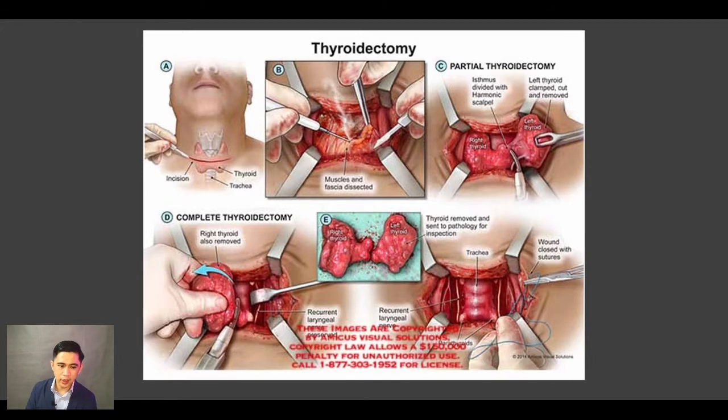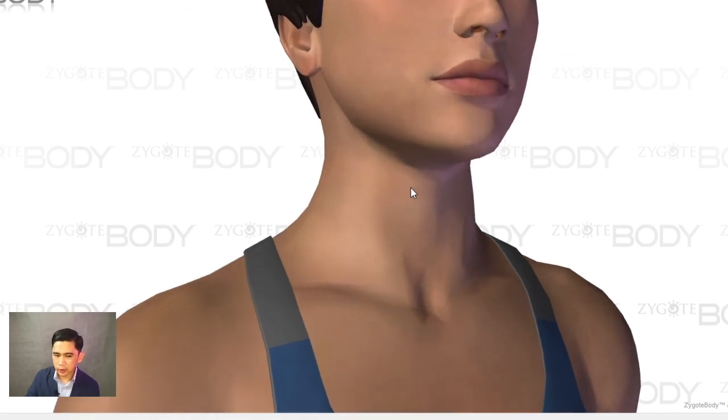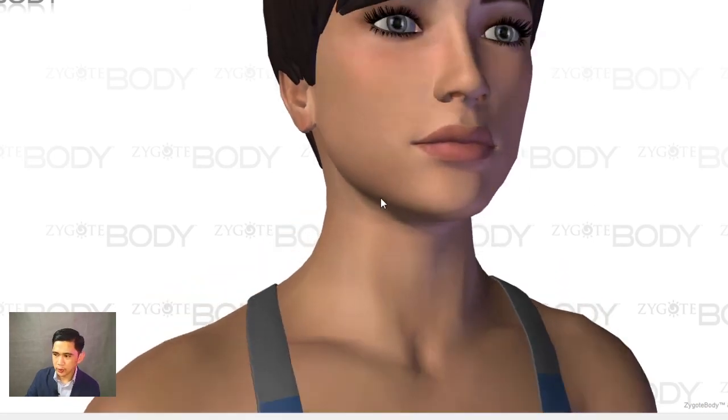So I know this is not your level, but just a correlate. When we do the thyroidectomy for our patient, we open the skin, we dissect the strap muscles out, remove the thyroid, we preserve the nerves, we preserve the trachea, and also the esophagus at the back. Now at this point, we'll go back to our zygote anatomy model. So we'll focus on the neck.